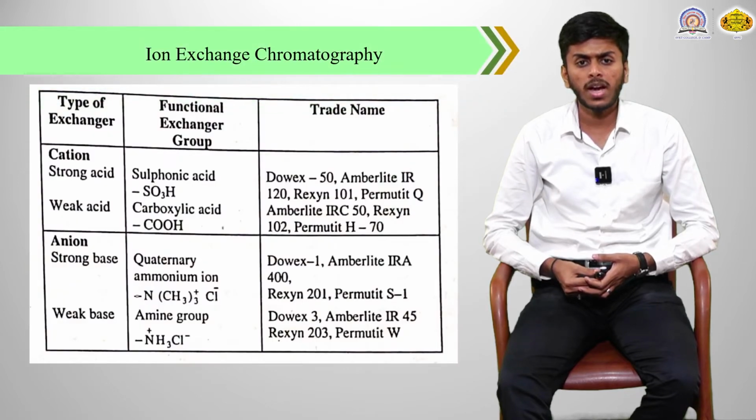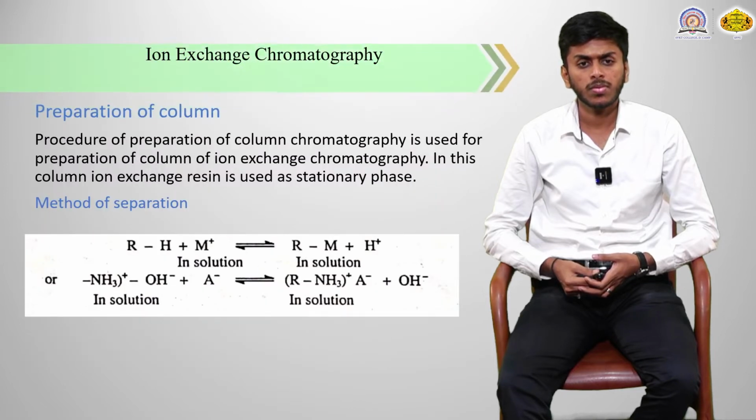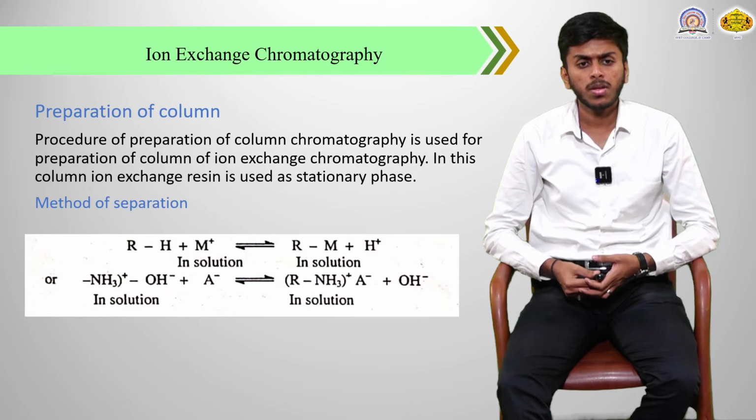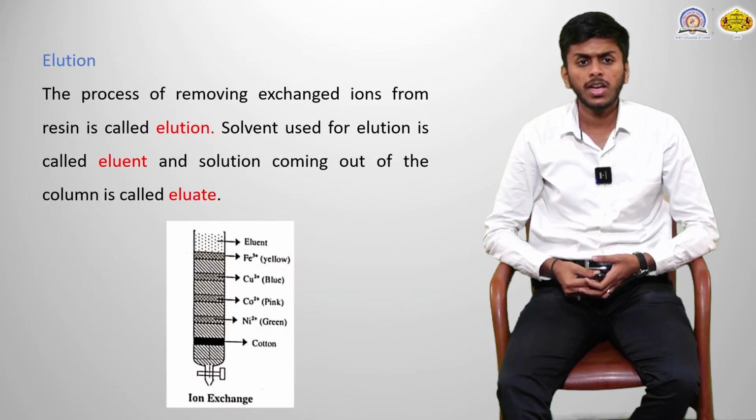Now we will study ion exchange chromatography, type of exchanger, functional group and trade name are given in the image. Preparation of column. The procedure of preparation of column chromatography is used for the preparation of column of ion exchange chromatography. In this column, the ion exchange resin is used as a stationary phase. Elution. The process of removing the exchanged ion from the resin is called elution. The solvent used for elution is called eluent, and the solution coming out is known as eluate.